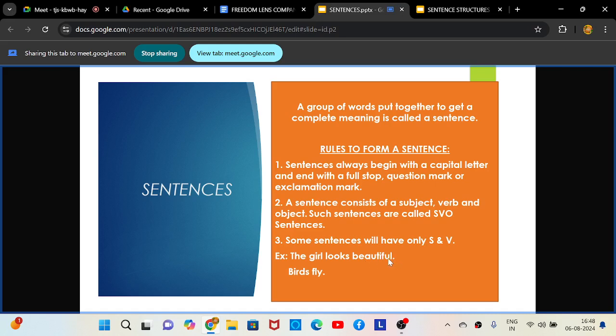Only if the words are arranged in a proper order, we get a complete meaning, and only then it will become a sentence. Similarly, birds fly. This is also a meaningful sentence. This is a short sentence, but still it is meaningful because the words are arranged properly. If I write fly birds, then the meaning changes. Birds fly is the correct meaning that I require.